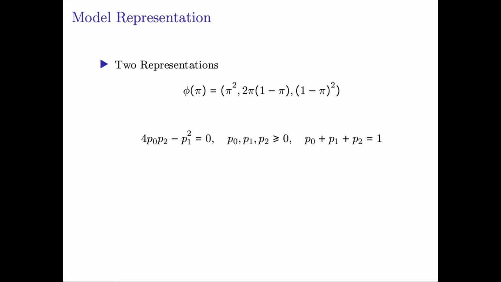We will give 2 descriptions of all points p0, p1, and p2 that arise from such coin flipping situations. First, we note that these probabilities depend on pi, so we can create a parameterization of these probabilities as a function of pi, which is given by phi, shown here below. The resulting points are valid probabilities if pi is between 0 and 1. Using algebraic techniques, we can show that all valid p0, p1, and p2 also satisfy the equation 4 p0 times p2 minus p1 squared equals 0, if p0, p1, p2 are all greater than or equal to 0 and sum to 1. We can represent the zeros of these 2 polynomials with an algebraic object we call a variety.